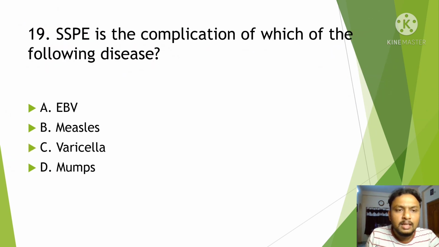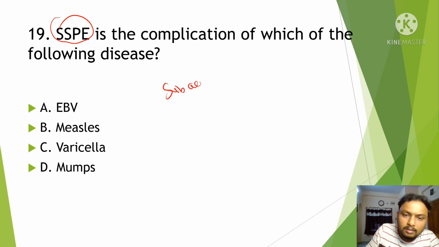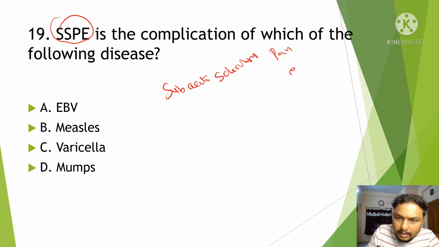And next, SSPE is the complication of which of the following diseases? What is SSPE? Your options are EBV, Ebola virus, measles, varicella, and mumps. What is SSPE? Subacute sclerosing panencephalitis.